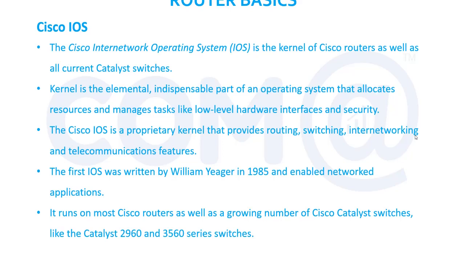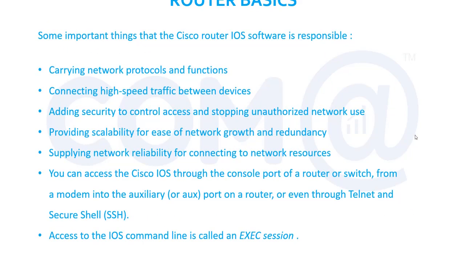So we can go with upgrading the IOS. If there is any new version available, we can check with cisco.com, and if they are permitting, then we can install the IOS in our router. Some important things that the Cisco router IOS software is responsible for. What is the IOS software doing? Carrying network protocols and functions, connecting high-speed traffic between the devices, adding security to control access, and providing scalability for ease. So those things they are going to take care of.